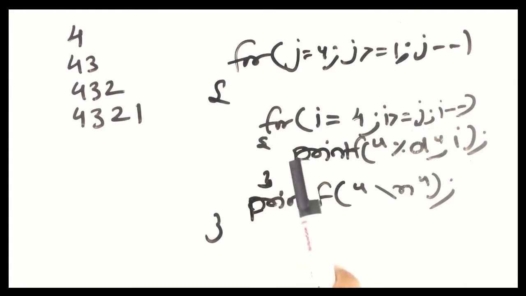i equals 4, i greater than or equal to j, i minus minus. printf %d i, printf \n. That's it.